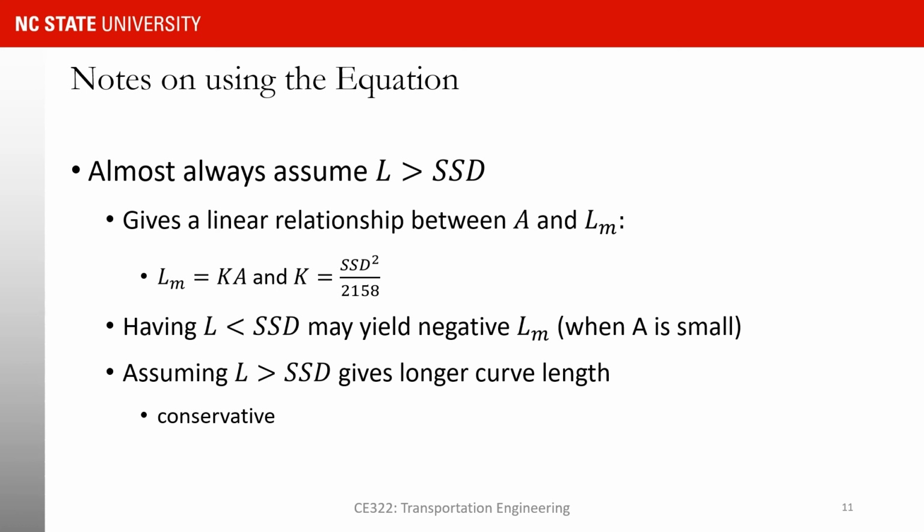So just to summarize, we always assume that L is greater than stopping sight distance. We use the equation that corresponds to this condition. We solve the problem. We check if the L that we have found is greater than stopping sight distance or not. If it is, we are done. We are good. If it's not, we need to go and use the other equation.